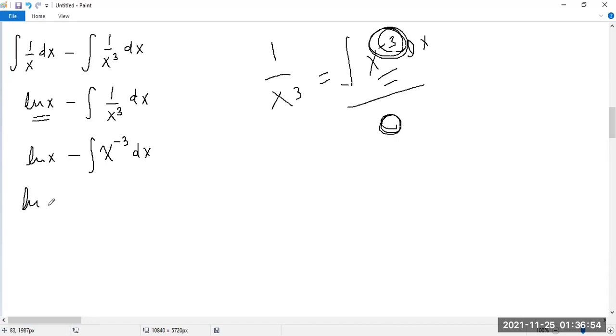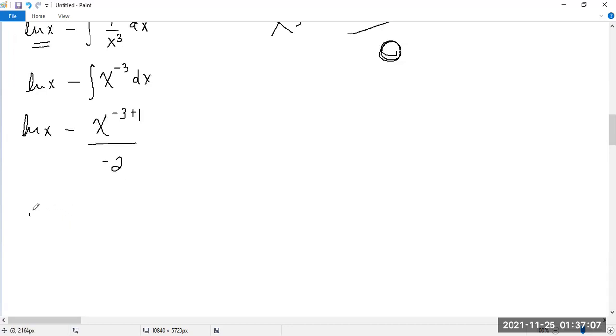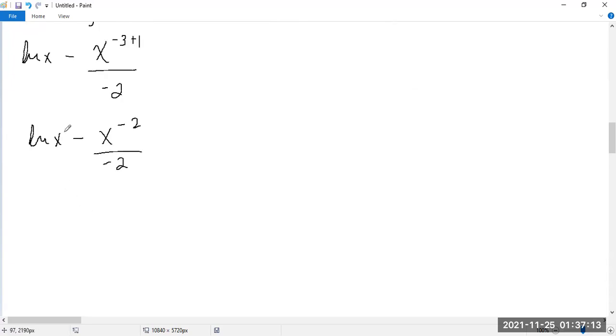So in this case, I'll say this is ln of x minus, and then I add 1 to the exponent. So this is x to the -3 plus 1, over whatever I added. -3 plus 1 is -2, so I'll say this is -2. So I have ln of x minus x to the -2 over -2. And that would essentially be my answer.